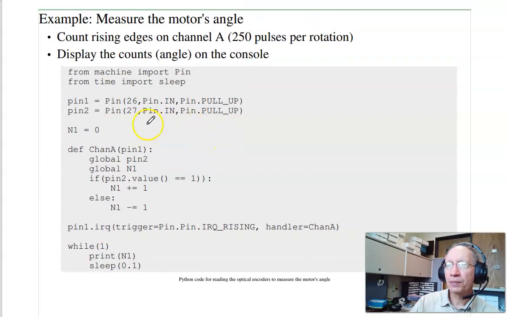In Python, I can do that by setting up the 2 pins on the optical encoder. I've connected those to pin 26 and 27. Set those up for rising or falling or both. Here's just a rising edge interrupt. And then I count. This is the interrupts at the edges. Channel 2 tells you direction. This will give me 250 counts per rotation.